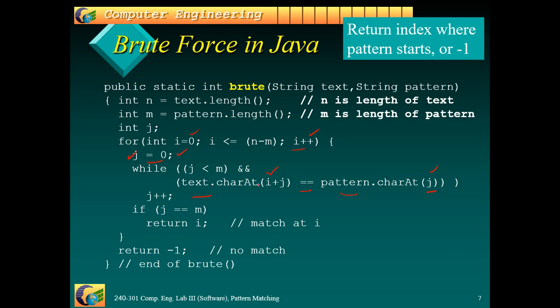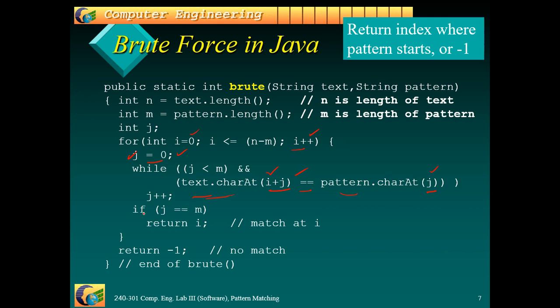But then, since the text is starting with the i value with an increment of j, when j is 0, the text position is going to be from the next character, where there was a mismatch, right? So that way you are able to compare.